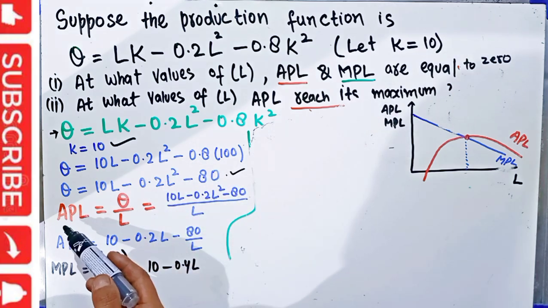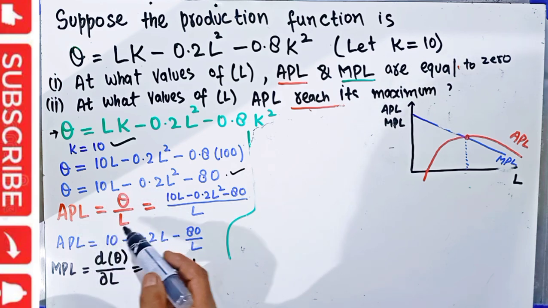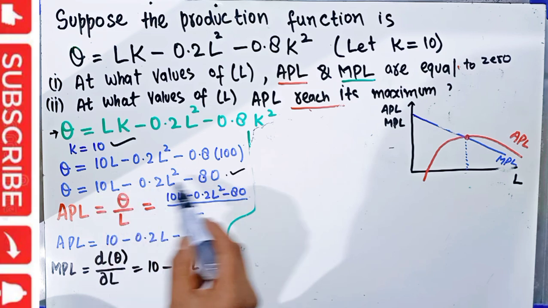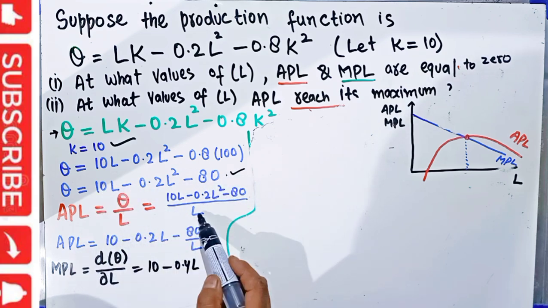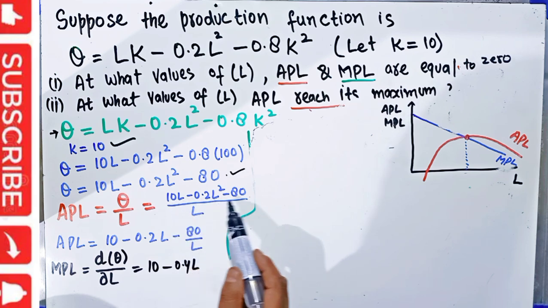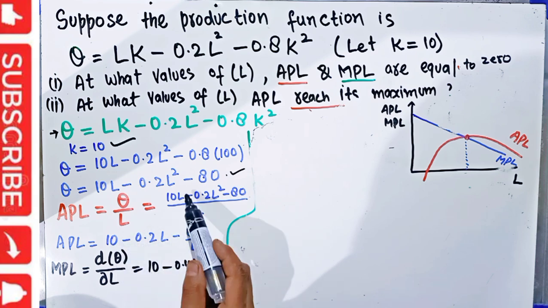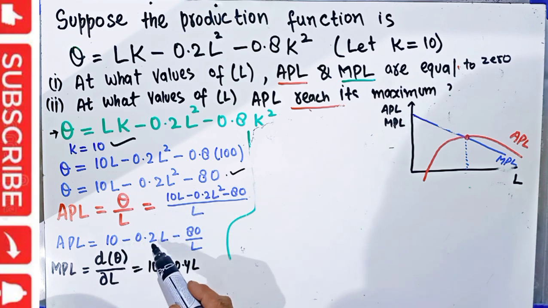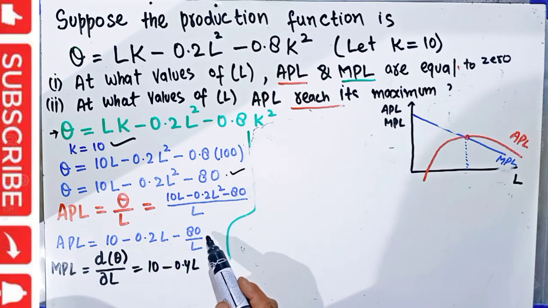Now what is the average product of labor? It is simply the total product divided by labor. So dividing this production function by L, we get APL equal to: L is divided into each of these terms. In the first term we get 10, because L gets cancelled, minus 0.2, where one L gets cancelled with L², and in the last term we have 80 upon L. This is our average product of labor.